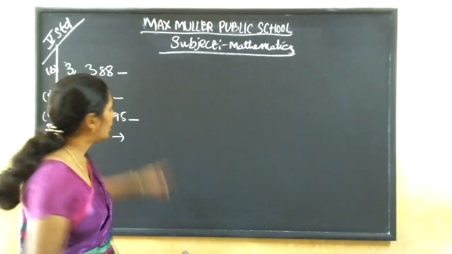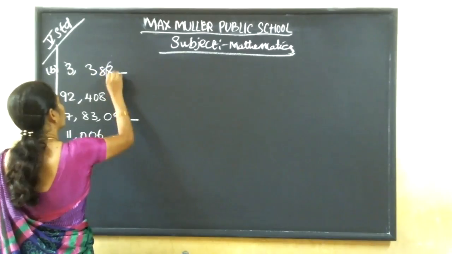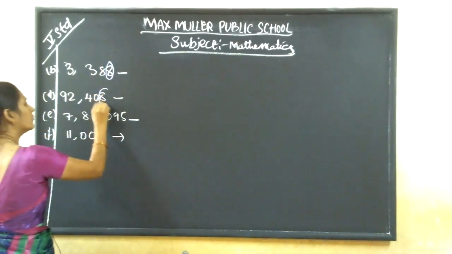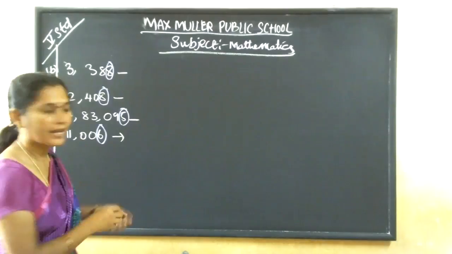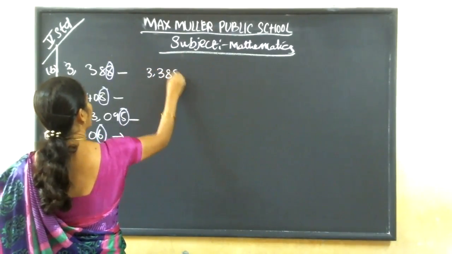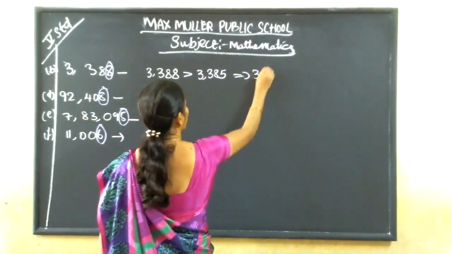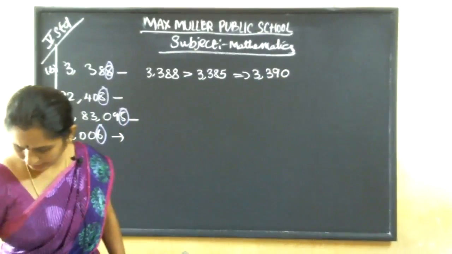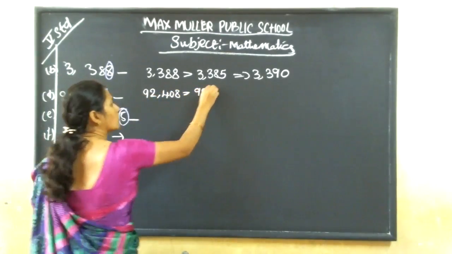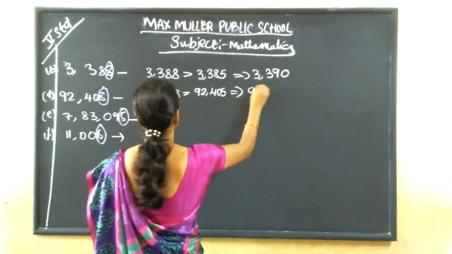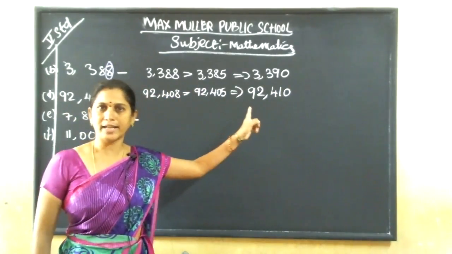Okay, so what I told in the previous class, for rounding to tens we have to see the ones column. We have to see the ones column. Okay, what is there in the ones column? 8 is there. 8 means 3388 is greater than 3385. So, answer is 3390.